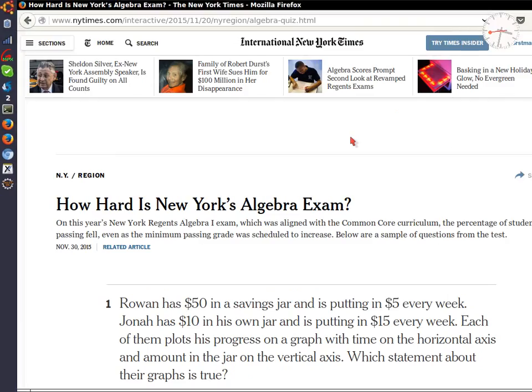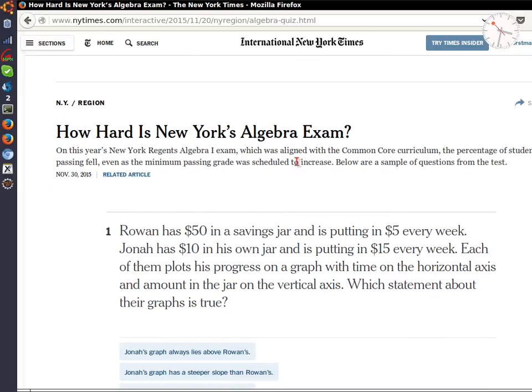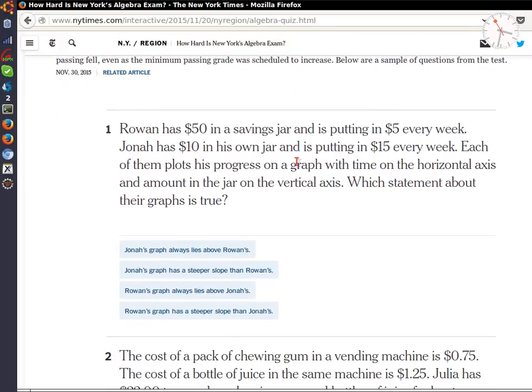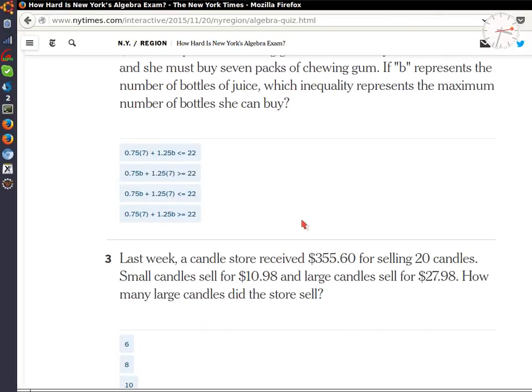Oh yeah, a fun fact of the day. If you go to the New York Times and look at how hard is New York's algebra exam. They have an algebra exam that I think people in 9th grade have to take, with questions such as this one. So this fellow has $50 in a savings jar and is putting in $5 every week. This one has $10 and is putting in $15 every week. And then they have 4 choices here about the graph, and you should pick the right one.